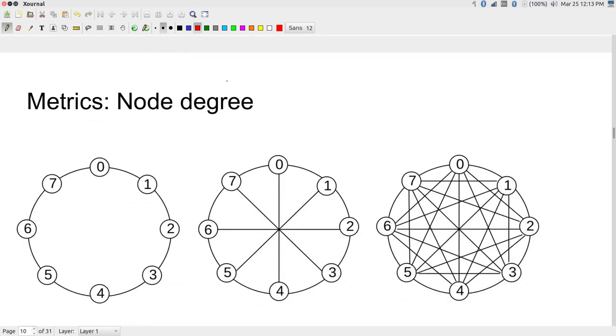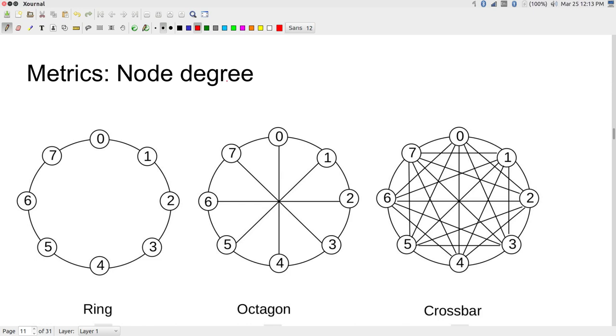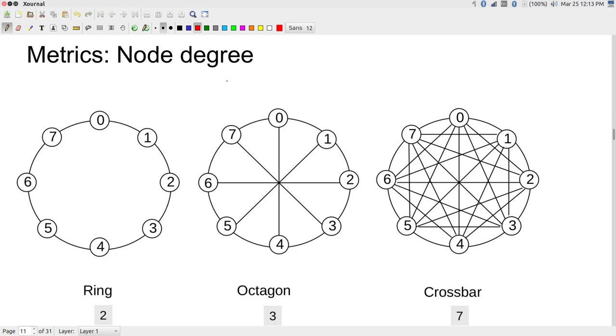Okay? So now let's look at some of the node metrics that are used in order to measure the quality of different topologies. One of them is so-called node degree. Easy to understand, it basically says how many adjacent nodes am I connected to. So in this case, I can see that node 0, for example, is connected to 1 here and 1 here. So degree is 2 in the ring structure. In the octagon, I have 3. And in the complete crossbar, I will have 7 because I'm connected to everybody else.